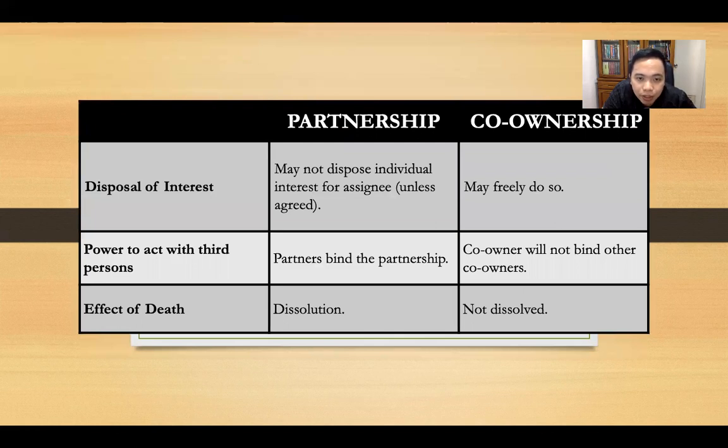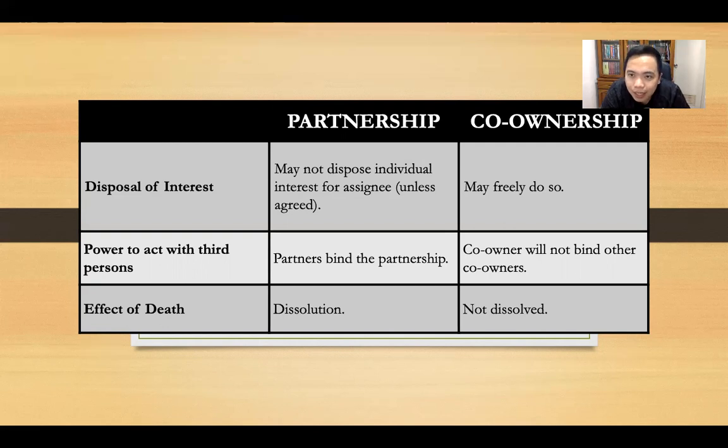Disposal of interest. A partner may dispose individual interest to its assignee, but in co-ownership, you can dispose your interest. Class, for example, partner ka sa isang law firm or sa isang accounting firm, hindi mo pwedeng ipamana sa mga anak mo yung membership mo sa isang partnership. Why? Because in a partnership, the personal qualifications of a partner is being taken into consideration. Kaya nga tinatawag na delectus personae. You are chosen by the partners because of your personal qualifications, which is why you cannot freely dispose your interest in a partnership if you are a partner.